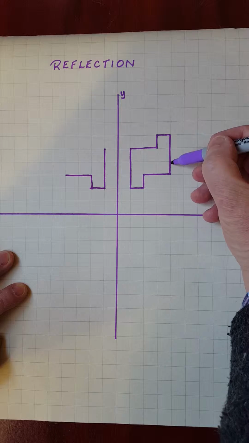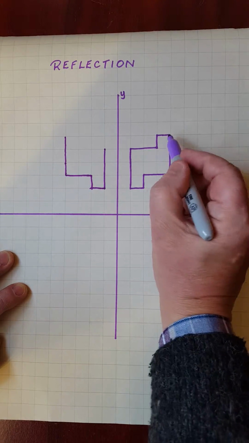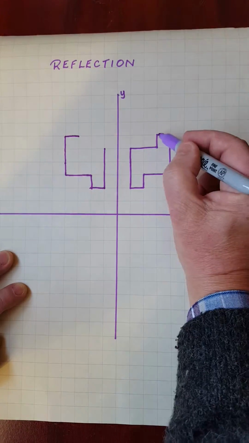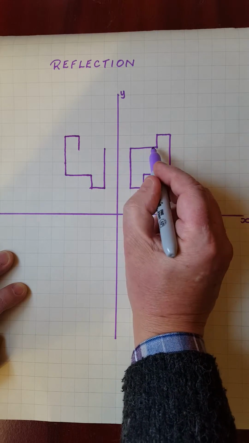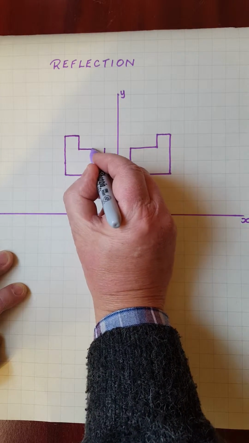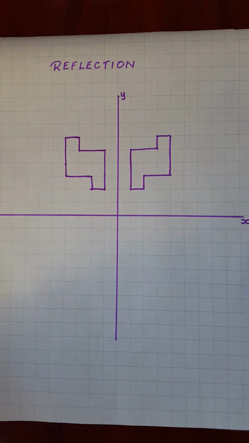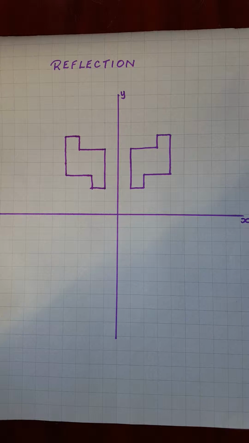Then it went up by 1, 2, 3 squares. And then it came towards the mirror line by 1 square. Down by 1 square. And then along there towards the mirror line by 2 squares to join up. And we've got a reflection, just as it would look in a mirror. That's completed. If we were asked to reflect that shape in the y-axis, then that's what we have to do.